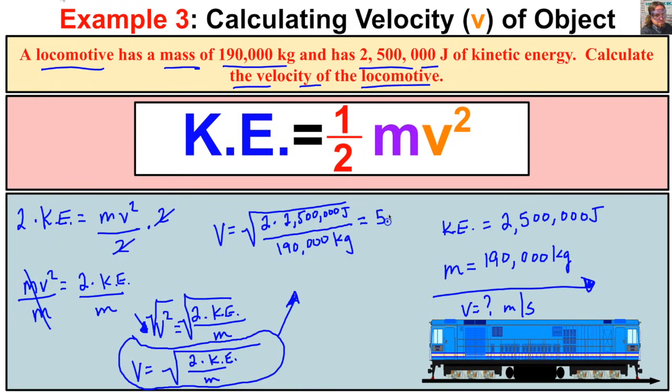5.1 meters per second. Okay, so whenever you have the unit that you see right here, joules over kilograms, that can be converted into meters per second. Okay, so the velocity of this train is going to be 5.1 meters per second.